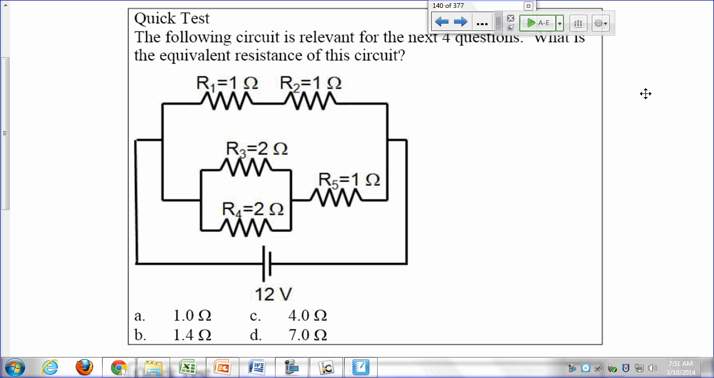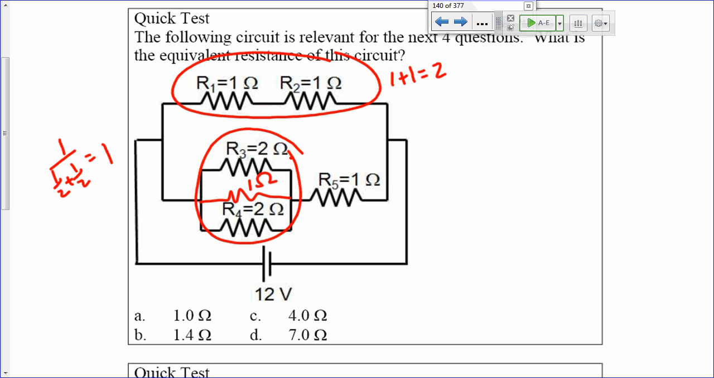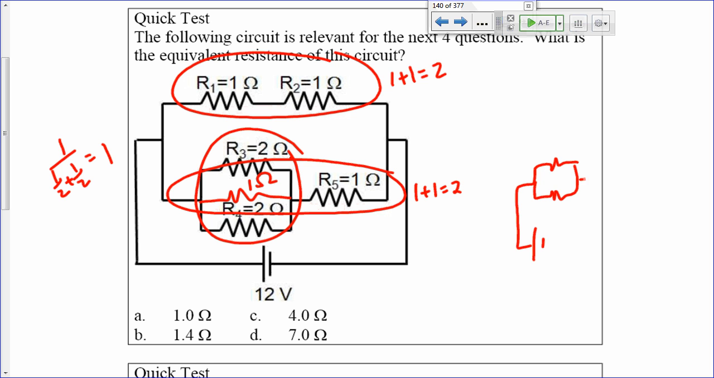So the first thing you want to do is find the equivalent of this branch. That's 1 over 1 over 2 plus 1 over 2. That's equal to 1. So I can replace this with a 1 ohm resistor. And then I have 2 series branches. I have this one, which is going to be 1 plus 1 equals 2. And then I have this branch, which is also going to be 1 plus 1 equal 2. And then I have just two parallel resistors, 2 and 2.